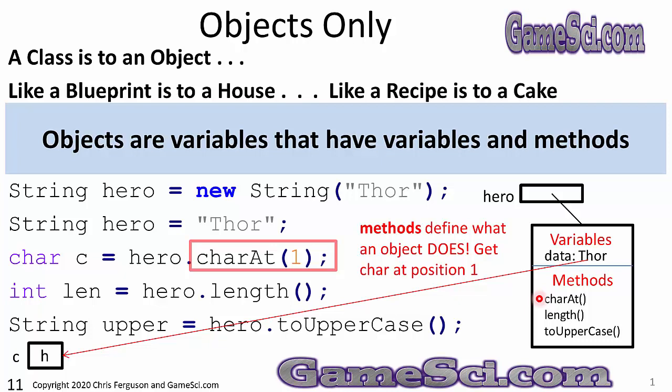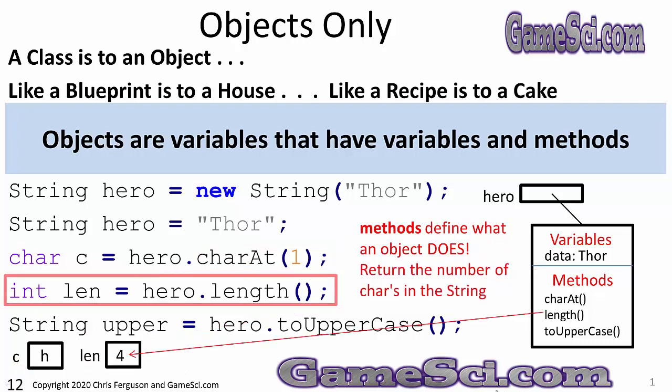Methods define what an object does, and this method will get the character at position 1. Find me the character at position 1. Now strings, just like arrays, start at position 0. So the H is actually the character at position 1. We're going to take that H and send it to the character variable C. That's what a method does. It performs some action on this data and returns a result to the user. The character at position 1 of the string is an H.